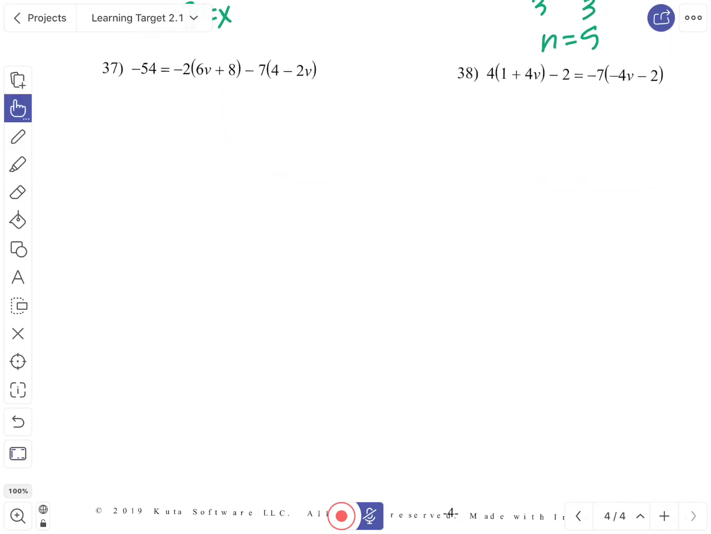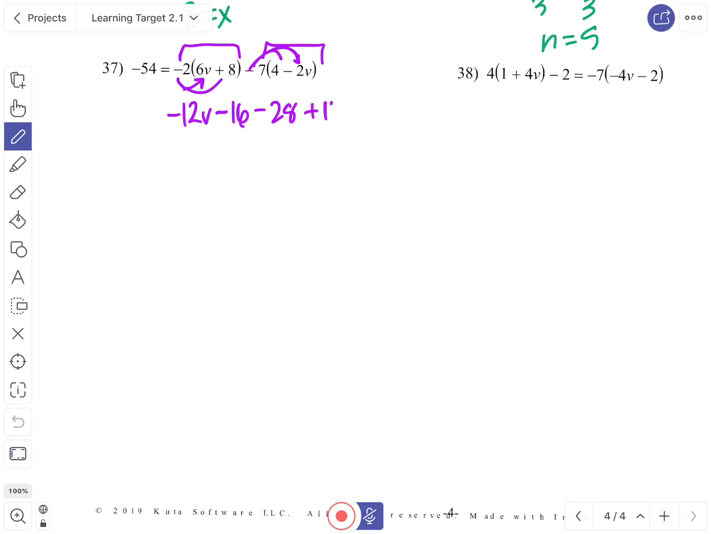All right, now these are the last two problems. And yes, they're more complex, but we treat them each separately. So we've got a distributive property and a distributive property. -2 times 6 is -12v. -2 times 8 is a negative 16. You can put plus negative or just minus, same thing. -16 minus 7 times 4 is 28. -7 times -2v would be plus a 14v equals -54.